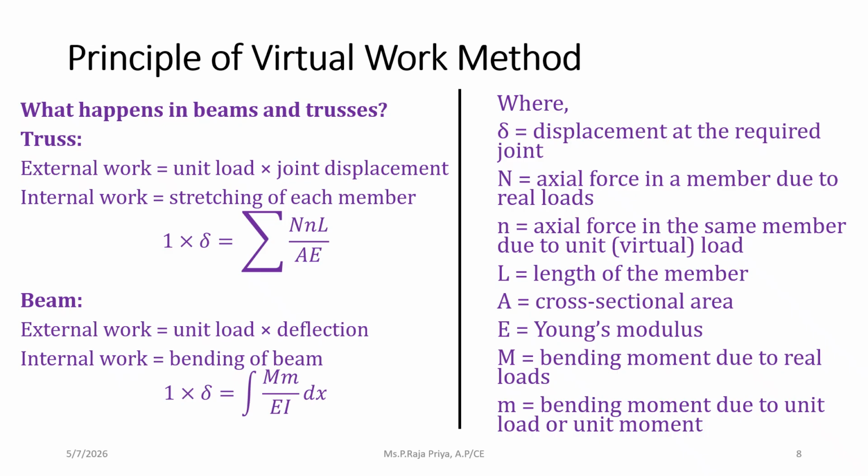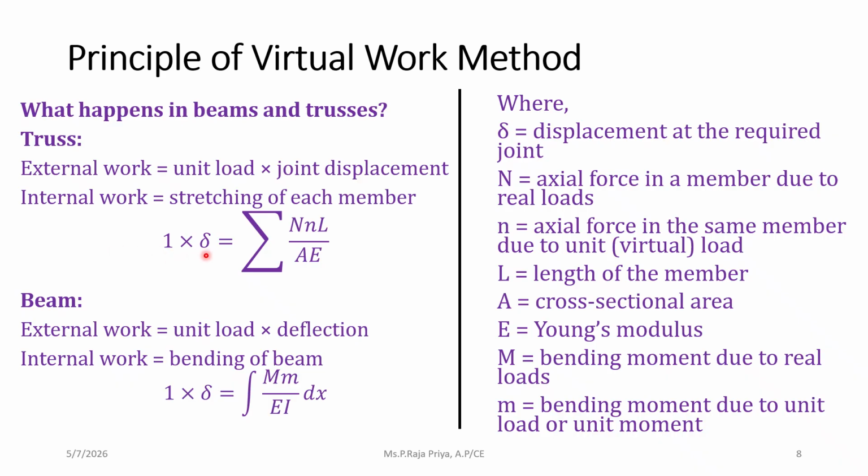The principle of virtual work method is applicable for both truss as well as beam. In case of truss, the external work will always be load into displacement or the deflection or the deformation. Here the external work is the unit load, because externally we are applying a unit load, into the joint displacement. What will be the internal work in case of truss? There will be stretching. So the internal work will be due to stretching of each member. And what does the principle of virtual work state? External virtual work is equal to internal virtual work.